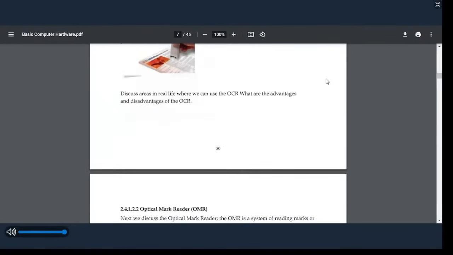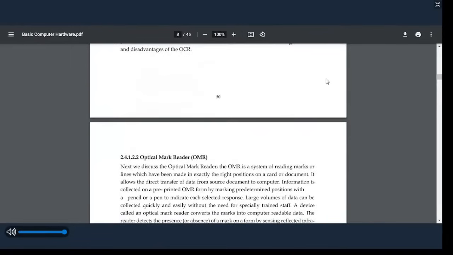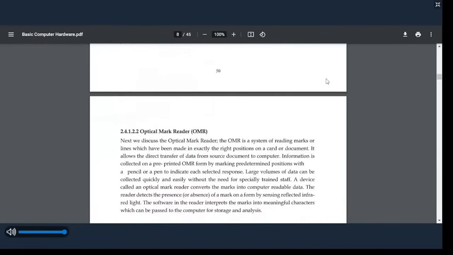And we have the optical mark reader. Next, we look at the optical mark reader. OMR is a system of reading marks or lines which have been made in exactly the right position on a card or a document. It allows the direct transfer of data from source document to computer.